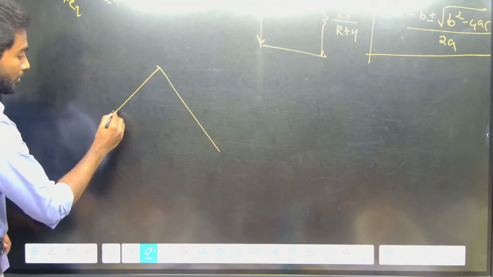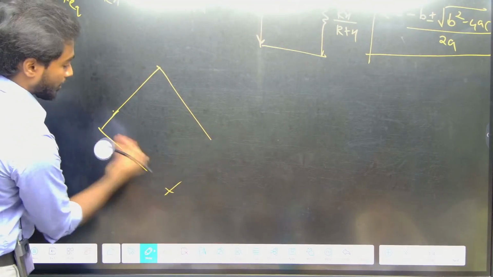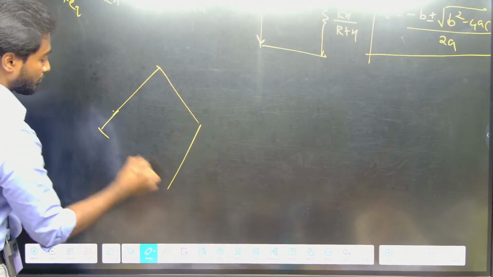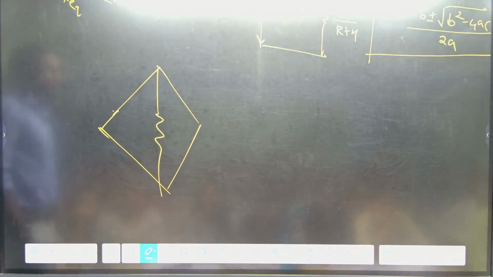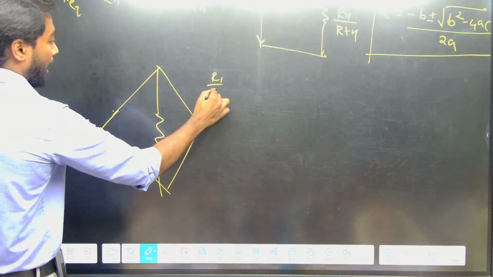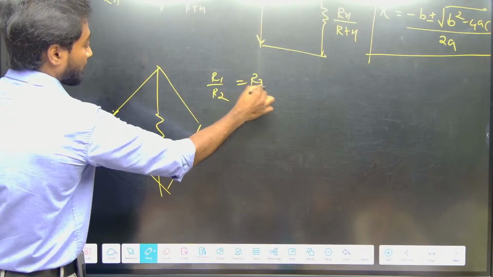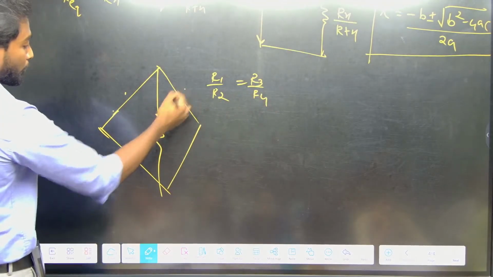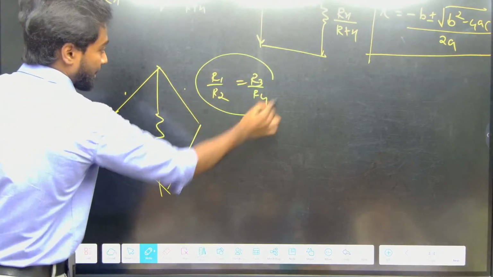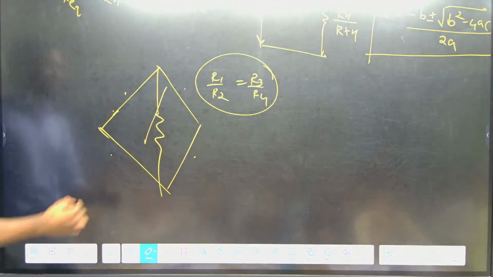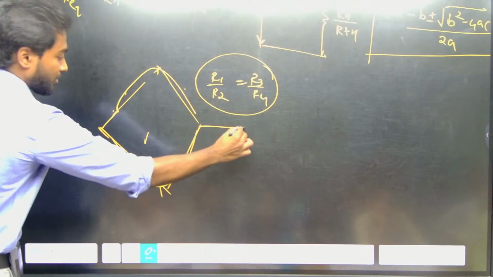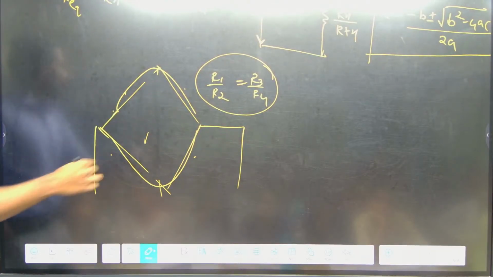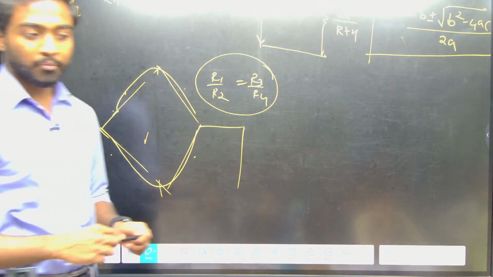This is my Wheatstone bridge, let me take. So if some resistance is in between, and if R1 by R2 equals R3 by R4, I can neglect this resistance, which means this will be in series, this will be in series, and both are in parallel. Okay.